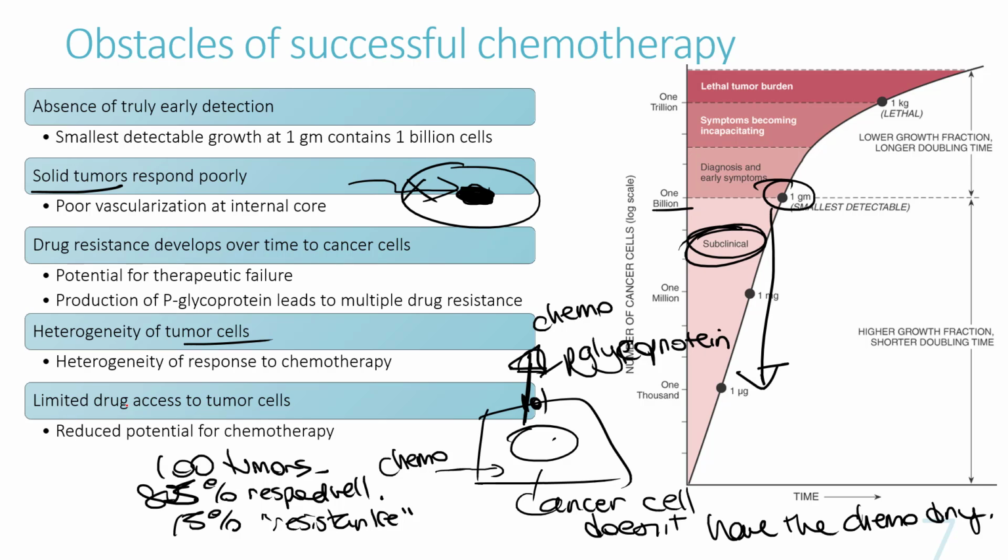Other times there's limited access to tumor cells. For example, if a tumor is hard to reach, say in the brain or in some other area of the body, the drug may not be able to actually reach the site of the cancer cell, and so it might not be able to work.